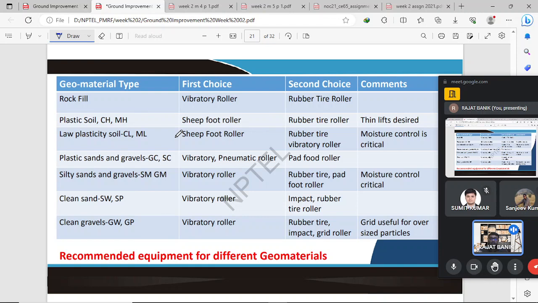Then plastic sand and gravels. For plastic sand and gravel, we can use a vibratory roller or pneumatic roller. Pneumatic roller is nothing but the rubber tire roller also. We can also use the sheepsfoot roller. In silty sand and gravel, we can use a vibratory roller, because sand and gravel is also a cohesionless soil. A cohesionless soil is best compacted by vibration. If not available, we can go with the rubber tire roller or sheepsfoot roller. And for clean sand, we can also use a vibratory roller. And in clean gravel, we can also use a vibratory roller. It is the first choice.